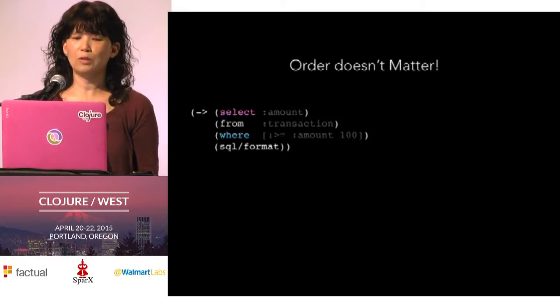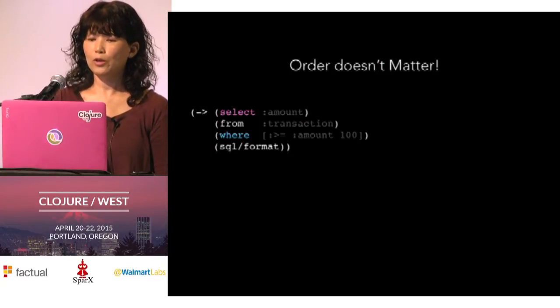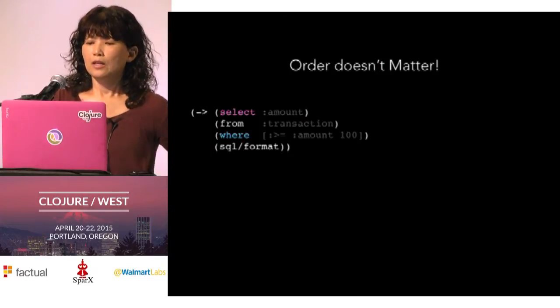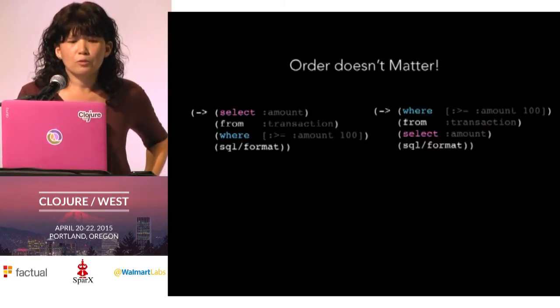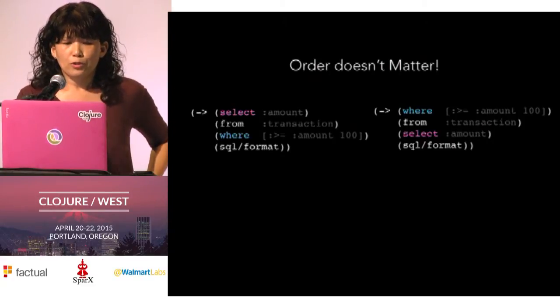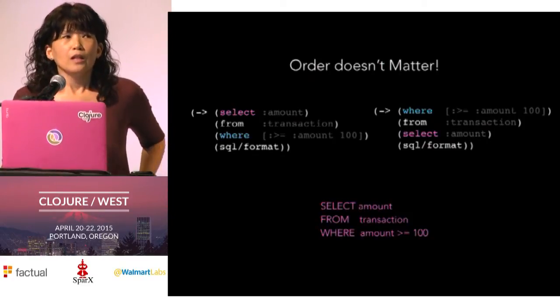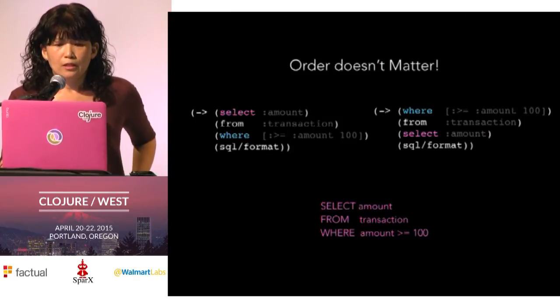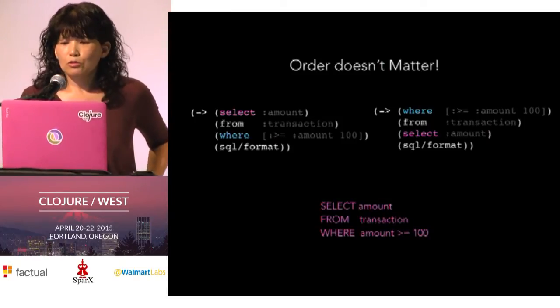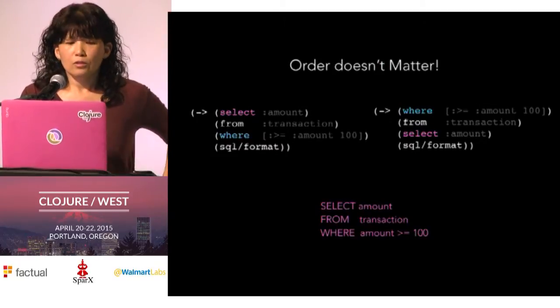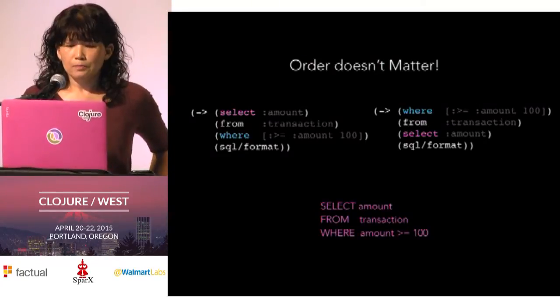Since it is a Clojure map, the order of select from where in this example doesn't matter. This will be the same as this one on the right. Both will produce the same query. Later, I will use the fact that it is a Clojure map. I will also contradict myself saying that the order does matter in our implementation.